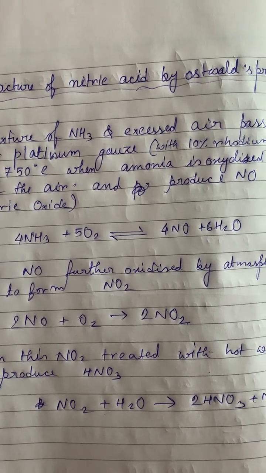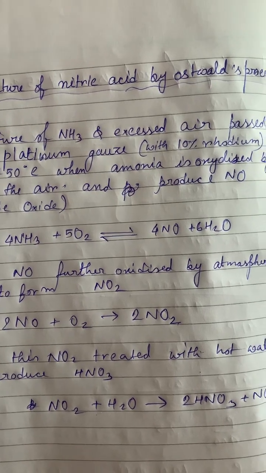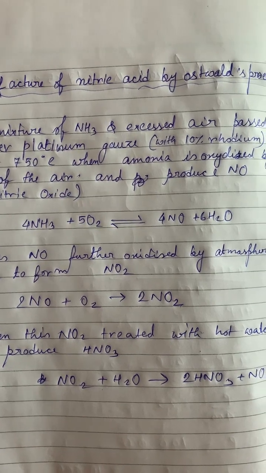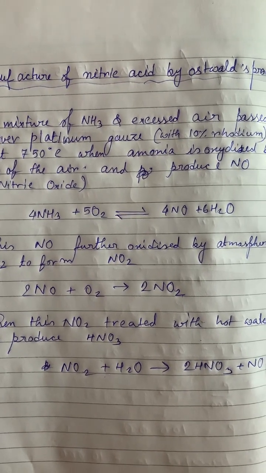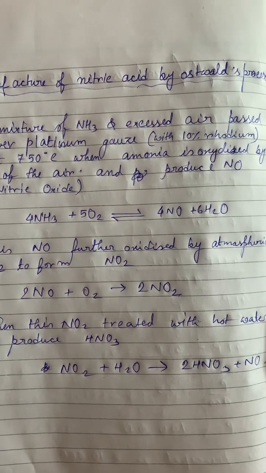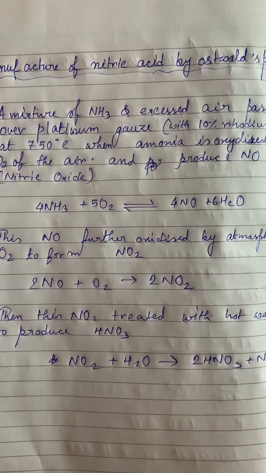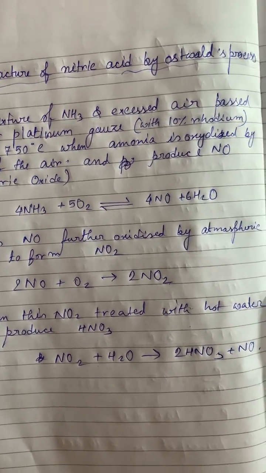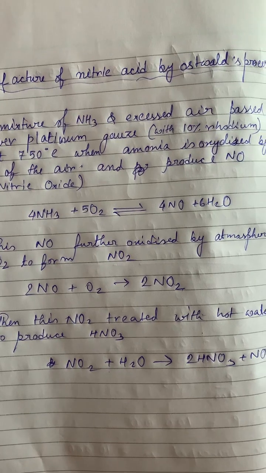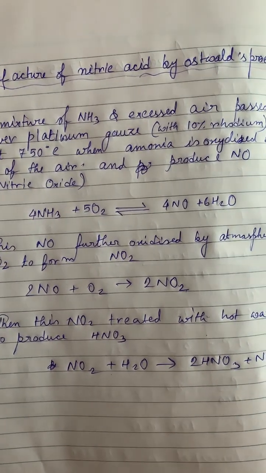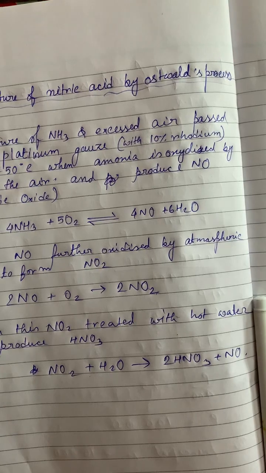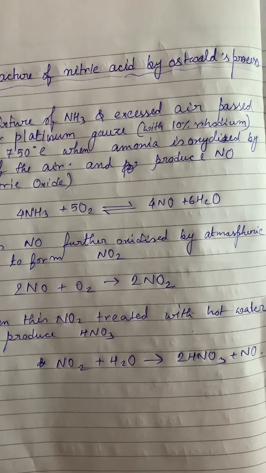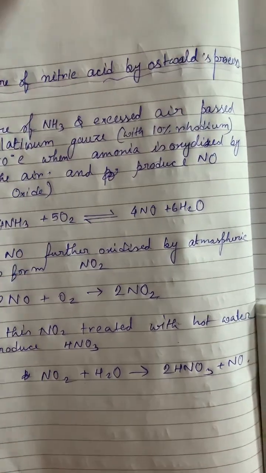about 7 to 8 ATM. And the catalyst, the most important part: the catalyst we use is platinum wire gauge with 10% rhodium. This platinum wire gauge will speed up the chemical reaction between ammonia and oxygen of the air and create nitric oxide and H2O. So these are all the points about Ostwald's process to manufacture nitric acid. You have to remember it.